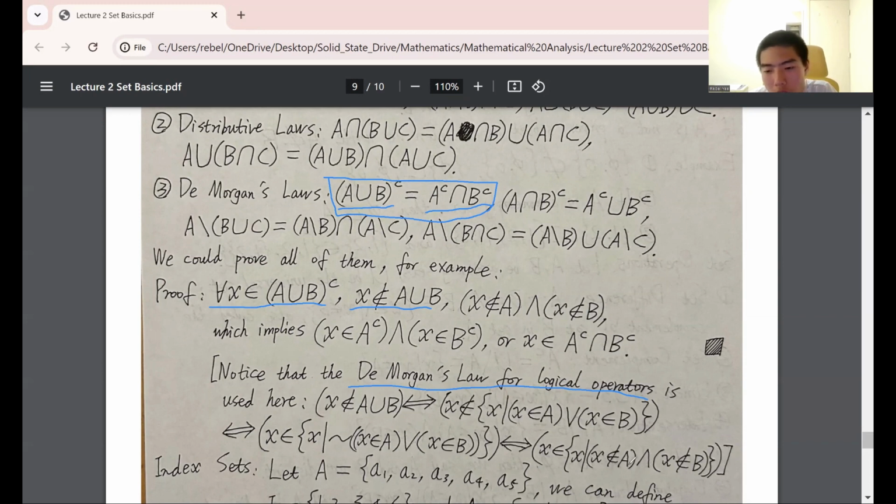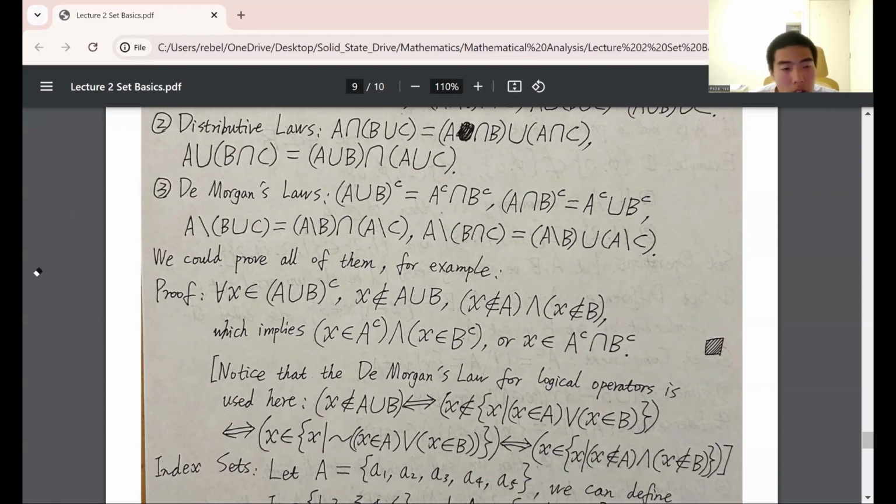So x belongs to A is a false proposition, x not belonging to B is also a false proposition, and the intersection of them is the De Morgan's laws for logic operators used in this step, and this leads to this one. Which implies x is not in A, so x is in the complement of A, and x is in the complement of B, which is the same as this one by the set intersection definition. So we are talking about this one.